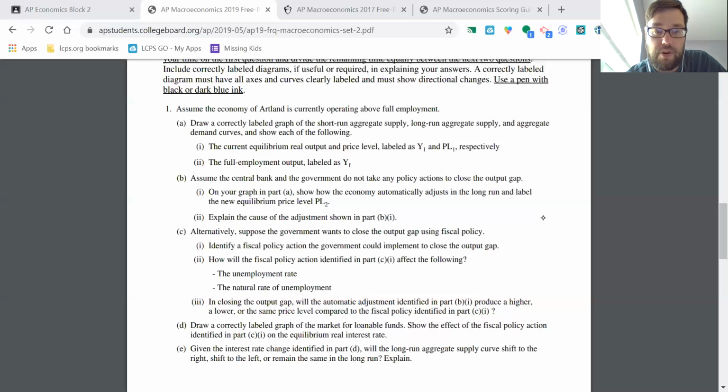Okay, so part 1, identify a fiscal policy. You don't need to know a ton of them here. They just want an example that the government could implement to close the output gap. There are a couple of different things you could answer for this one. You could just say a decrease in government spending.